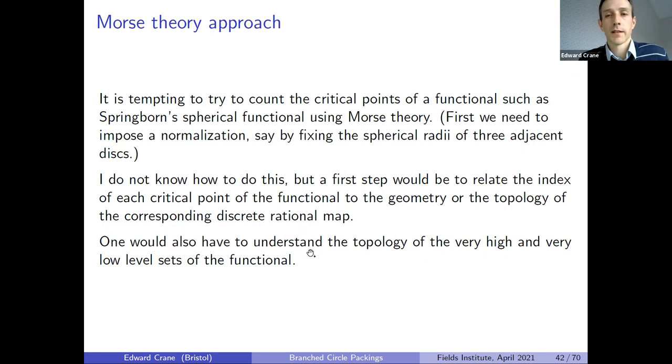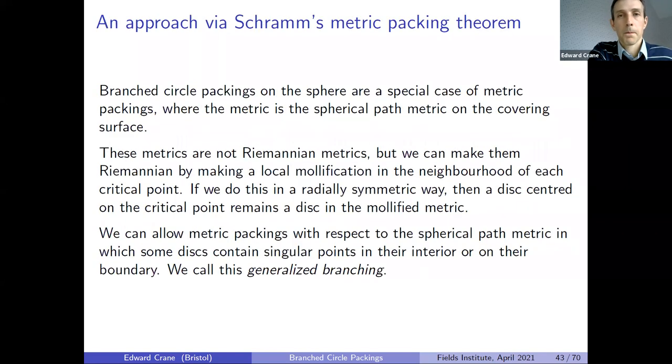And you would also have to understand the topology of the very high and very low level sets of this functional. And then maybe Morse theory would count the critical points for you. That's only going to work if there's no cancellation between the indices. Okay, what I prefer is to try to attack this problem with Schramm's theorem.